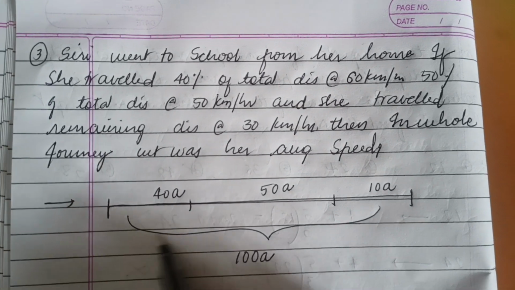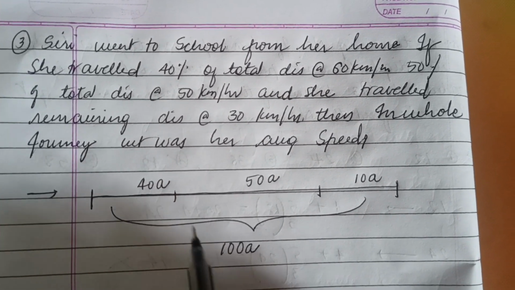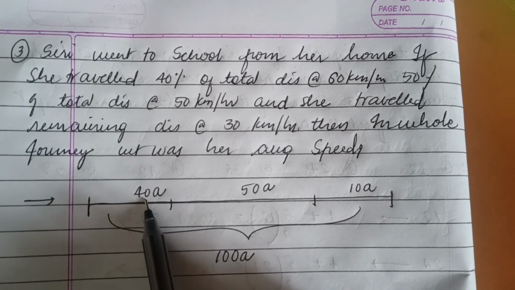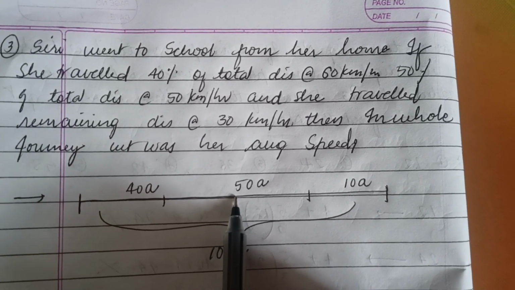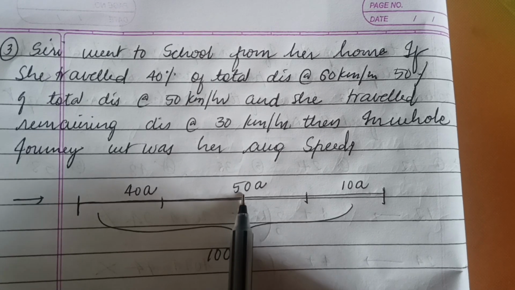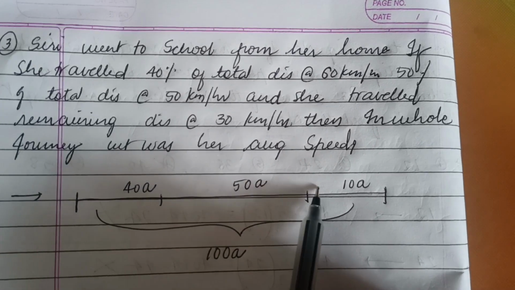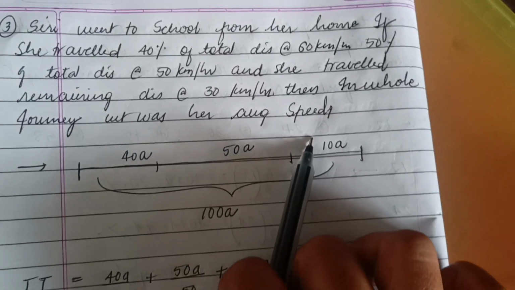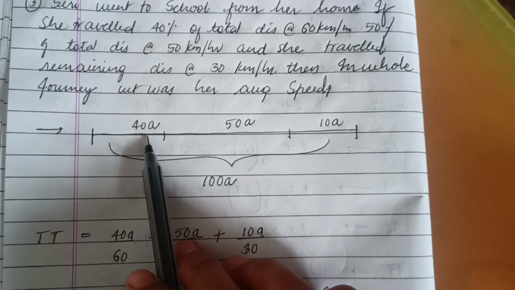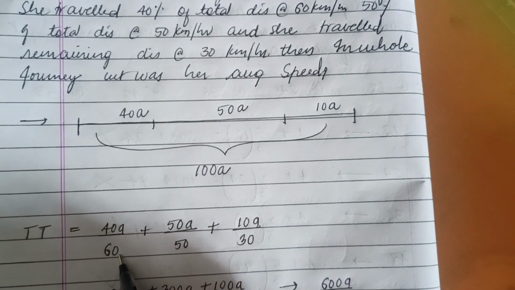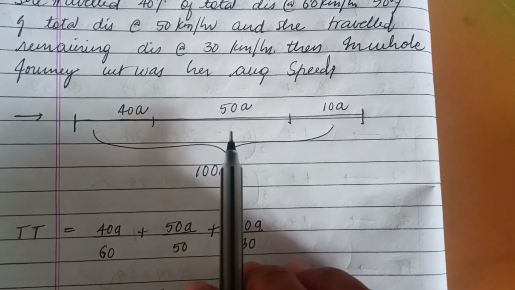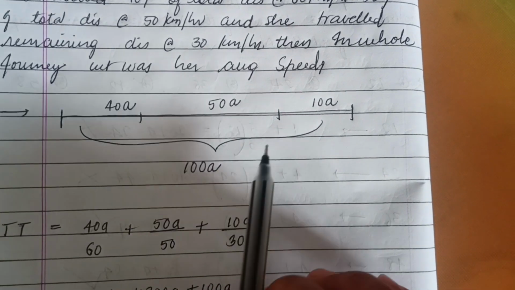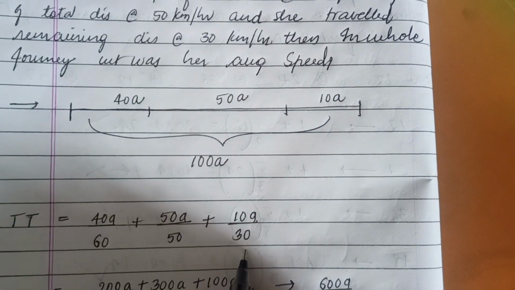So let's take the total distance to be 100a. Firstly she will travel 40% of the total distance, so that is 40a. Next she will travel 50% of the total distance, so that will be 50a, and the remaining she will travel is 10a distance. So we can see that she covers the 40a distance at 60 km per hour, the 50a distance at the speed of 50 km per hour, and the 10a distance at 30 km per hour.